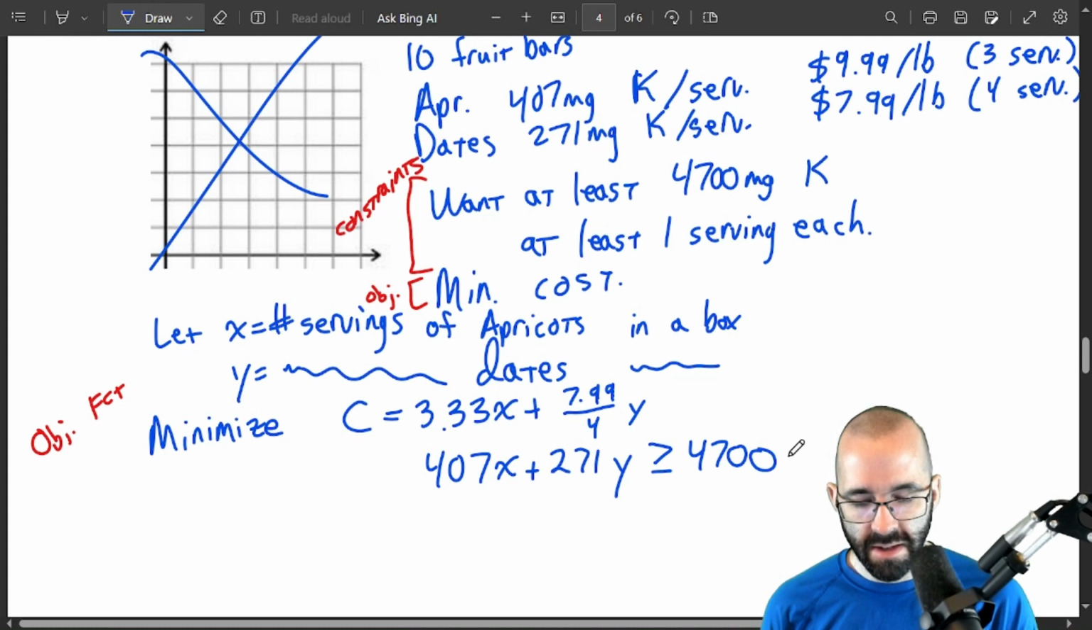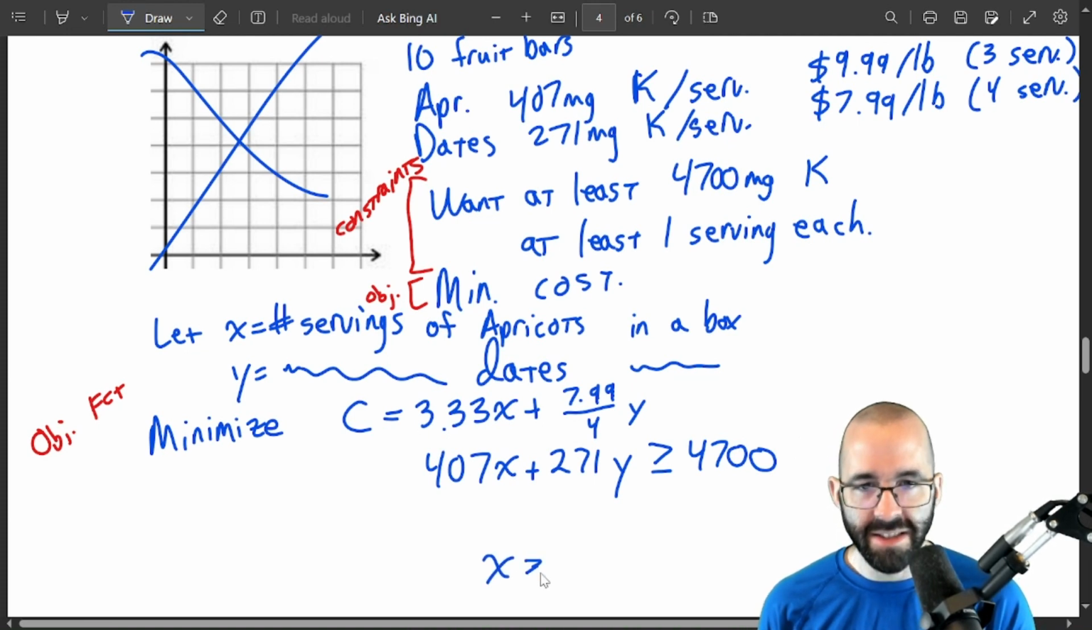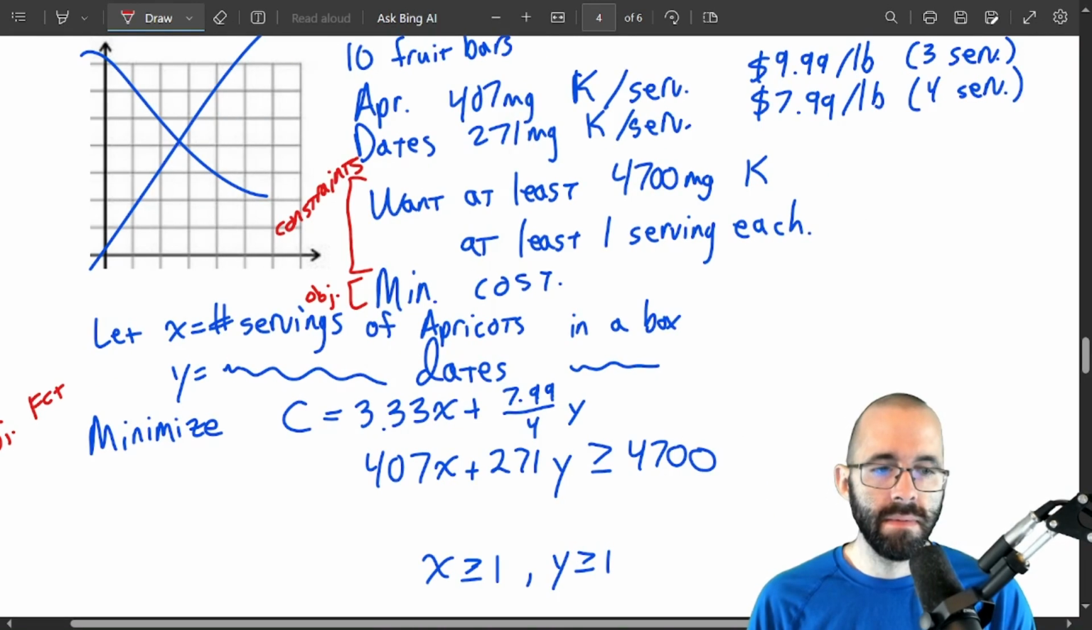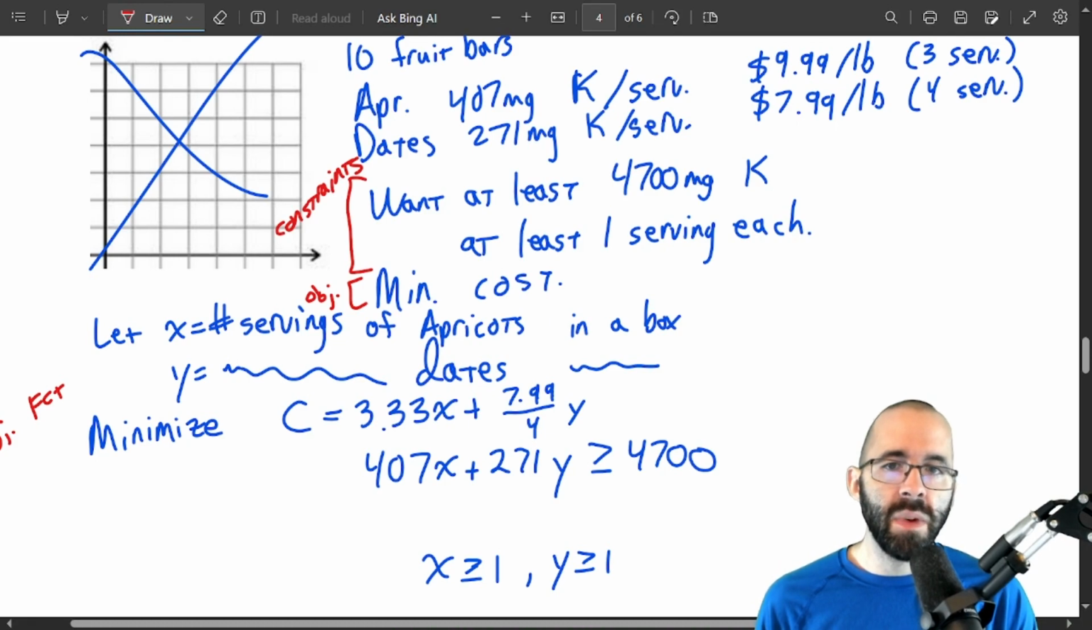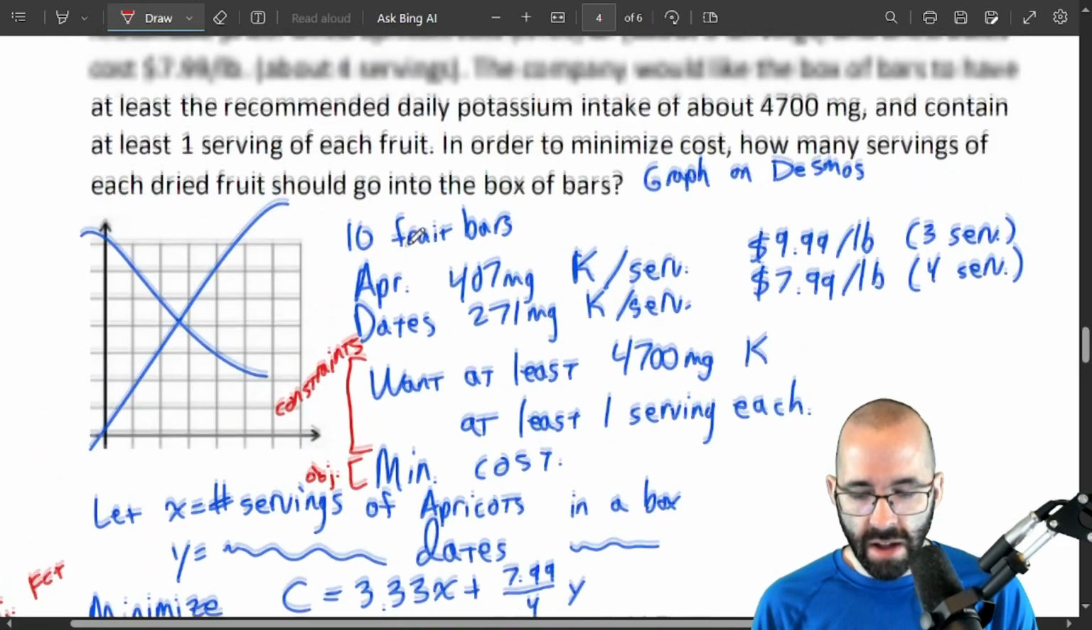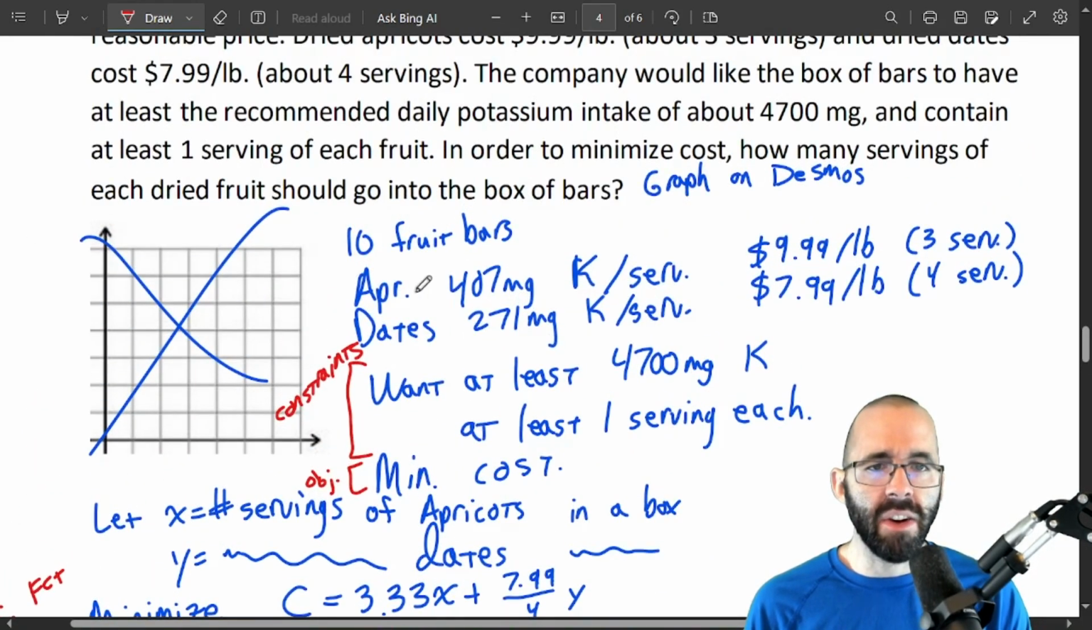Great. And then we need at least 1 serving of each. So that's going to be X. I'm leaving some space here intentionally. X should be at least 1 and Y should be at least 1. So you can see now that we've used almost everything. The only thing we haven't used is the fact that there are 10 fruit bars.